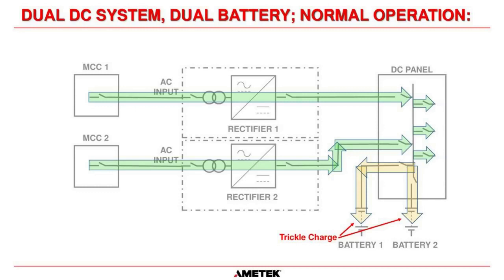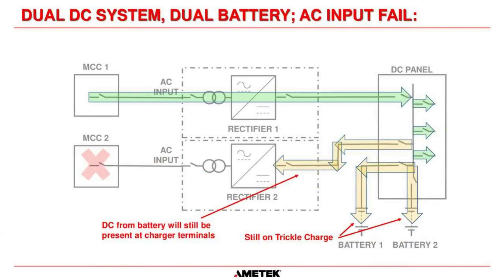Okay, so the normal power flow for a dual parallel system, you have two chargers in parallel. So MCC1 and MCC2 will feed 480 volts to each charger, and both chargers are connected in parallel. So they will feed the load circuits, and they will also keep both batteries trickle charged. Same principle as what I discussed before.